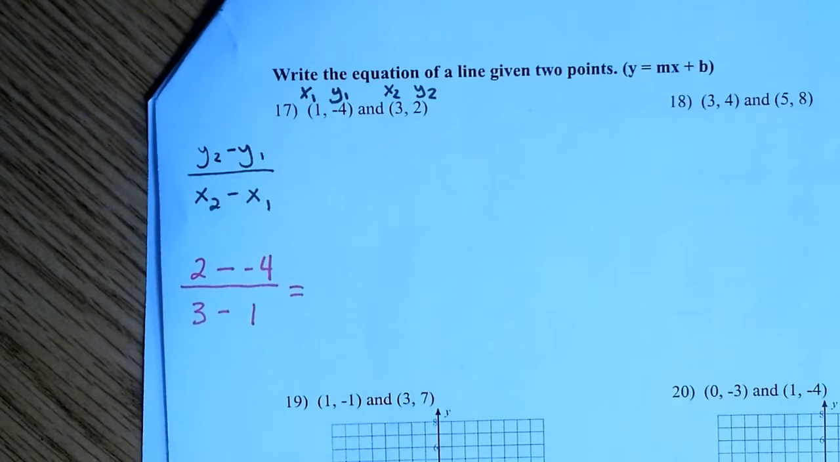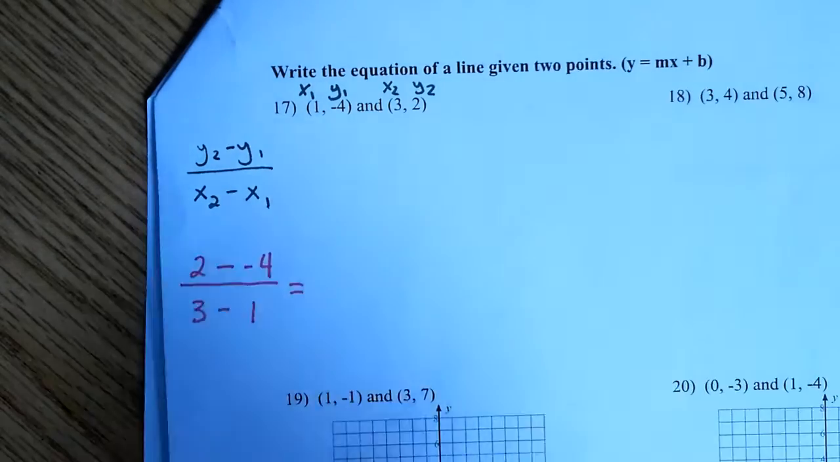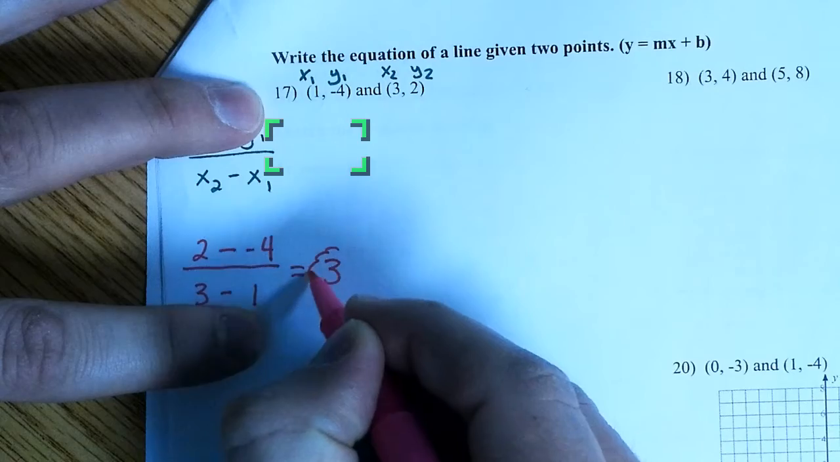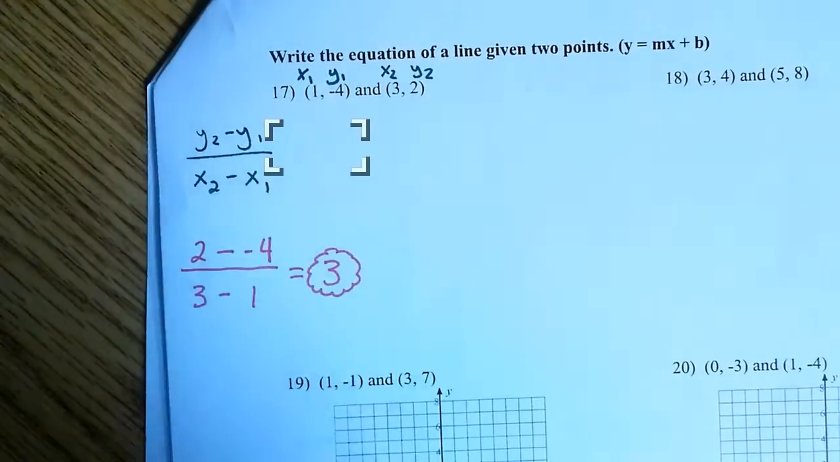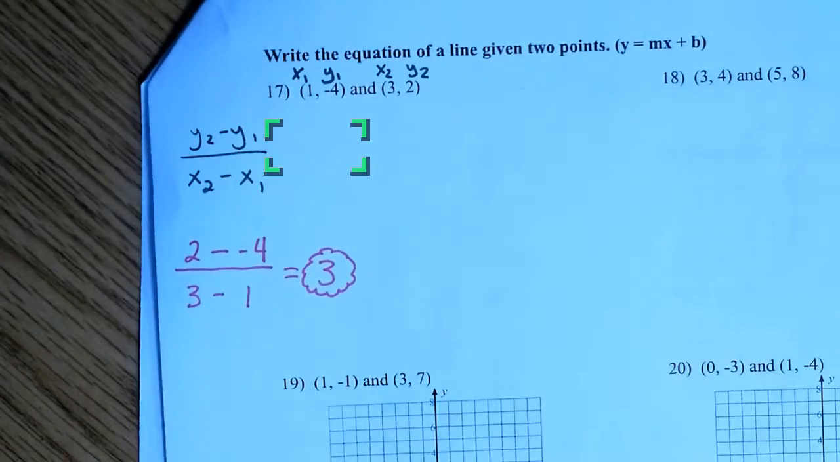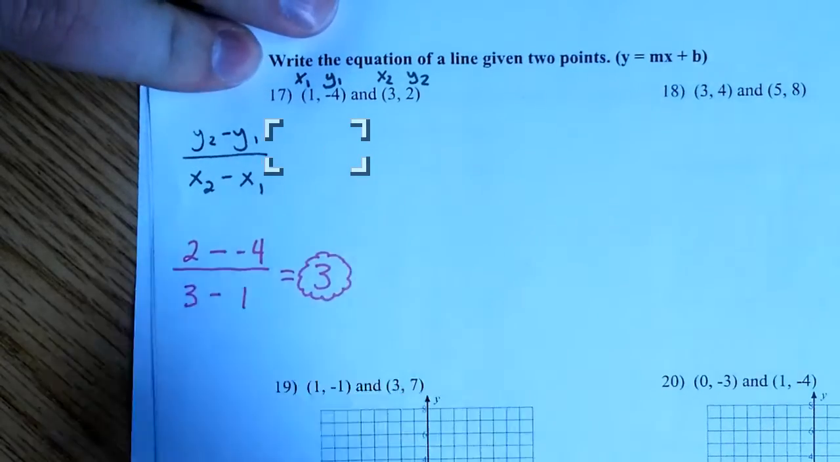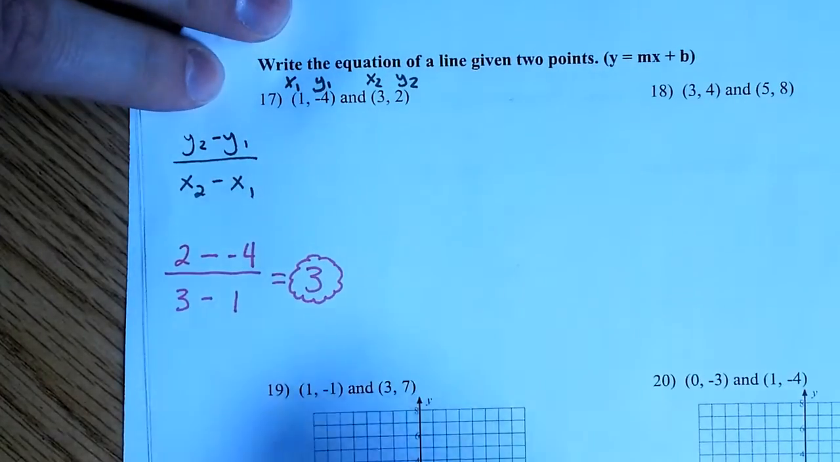All I do is put that into my calculator: 2 minus negative 4 divided by 3 minus 1. And that gives us 6 over 2, so 3. Our answer there is 3. So what does that 3 mean? 3 is our what? Slope. 3 is our slope. Good. So 3 is our m.